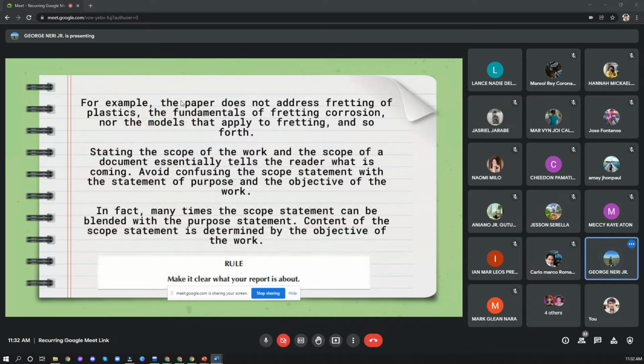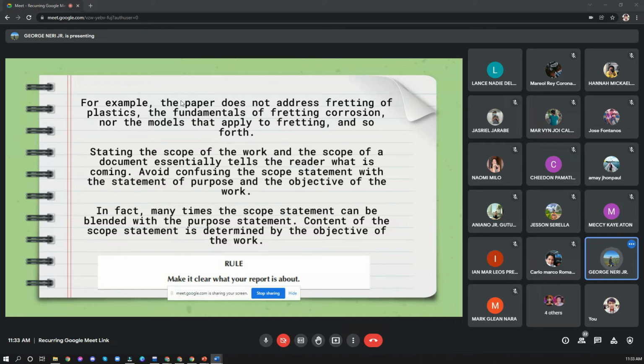For example, the paper does not address printing of plastics, the fundamentals of printing corrosion, nor the models that apply to printing, and so forth. Stating the scope of the work and the scope of a document essentially tells the reader what is coming.